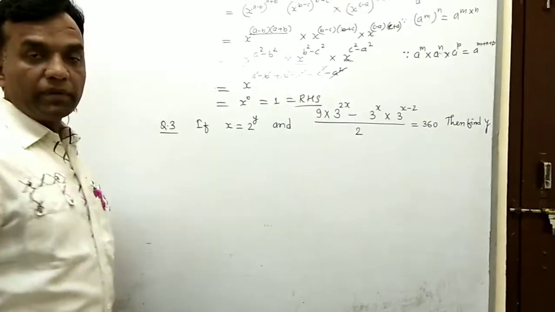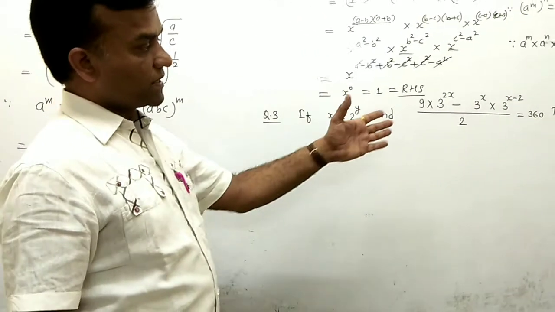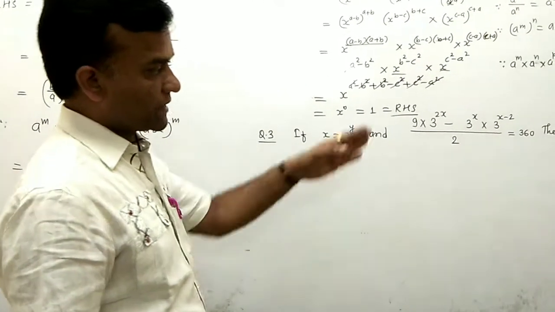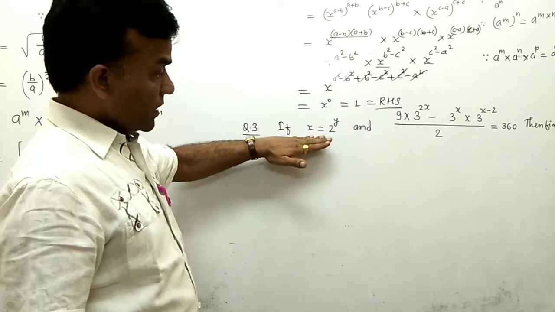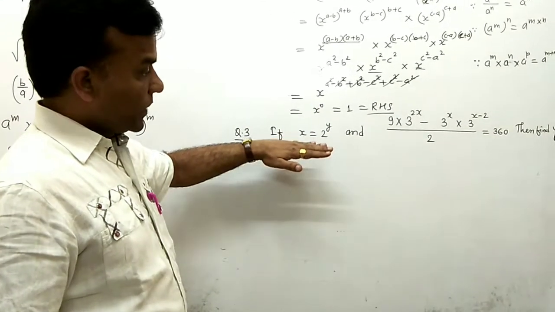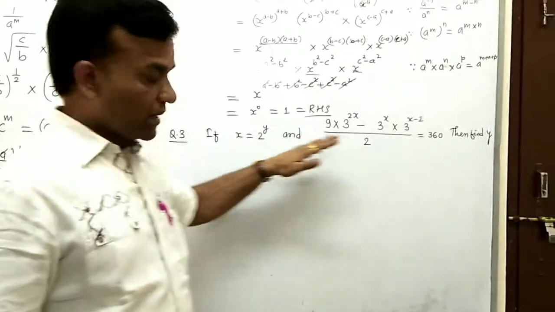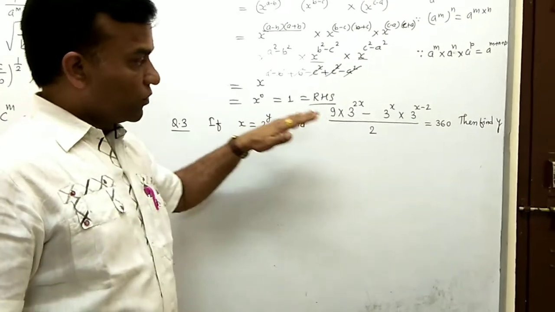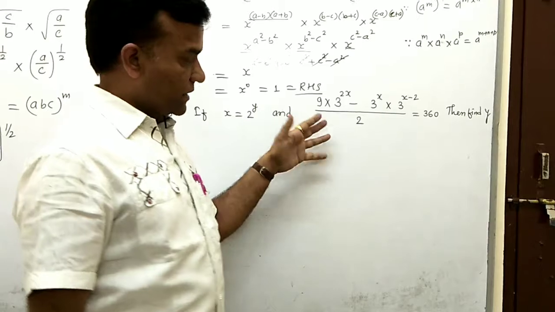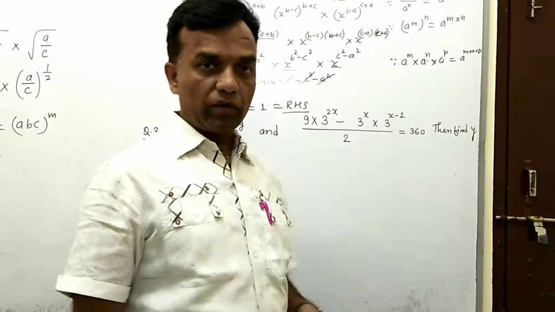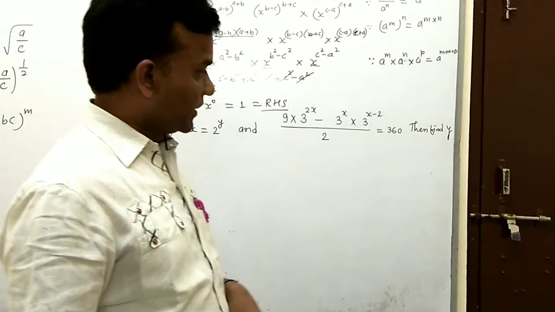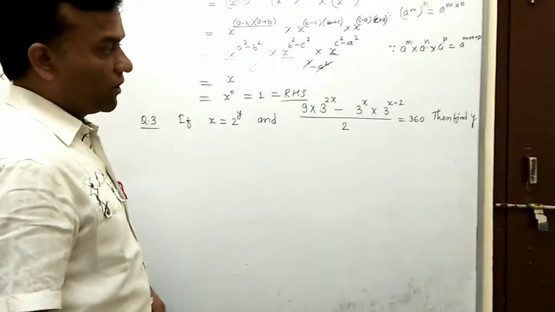This is also related to the exponential form, because some part is given in the form of unknown terms. Here x is unknown, and x and y both are unknown. So basically first we find the value of x, then we substitute it here, and then we find the value of y. Now let's see how we find the value of x.